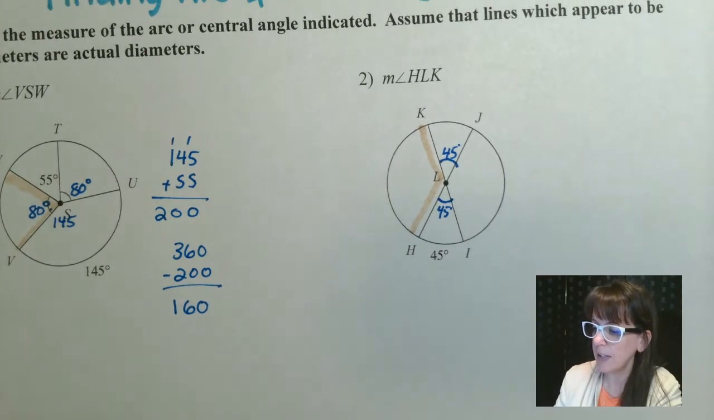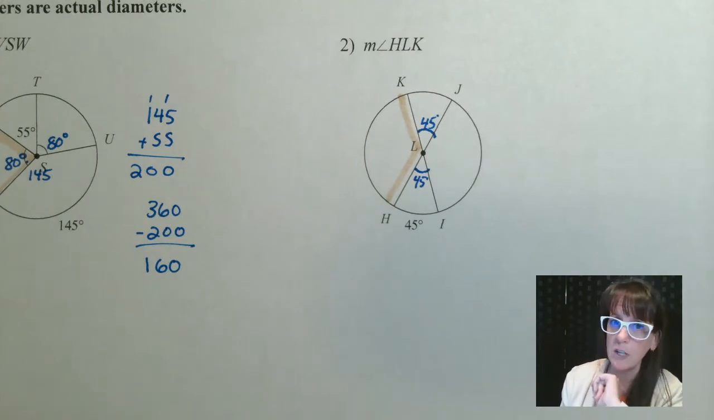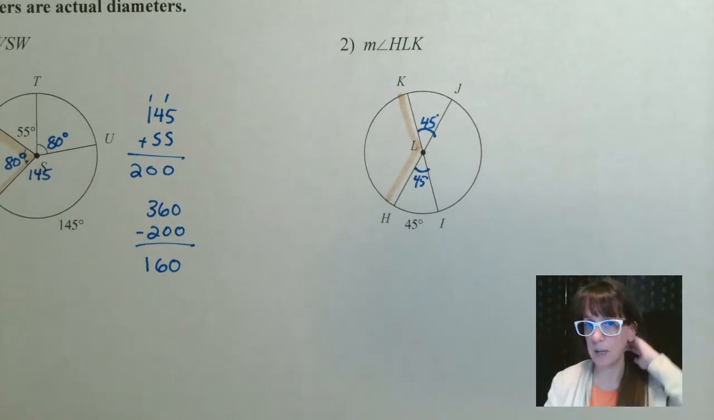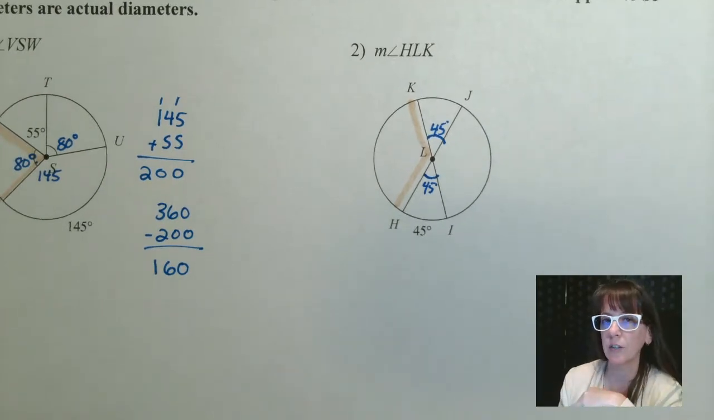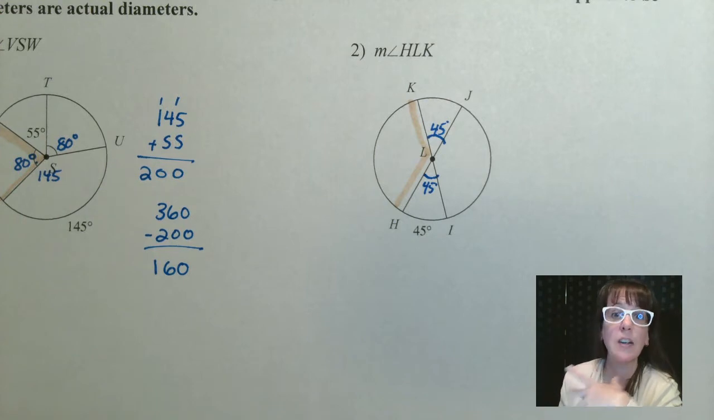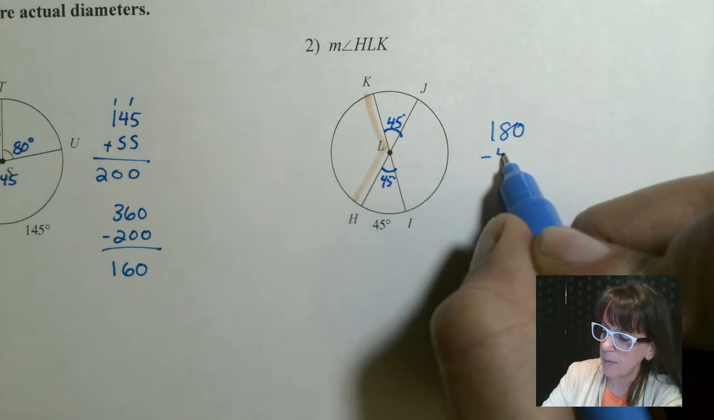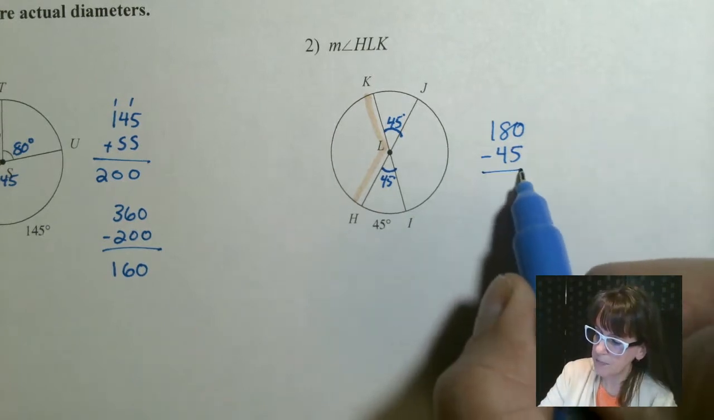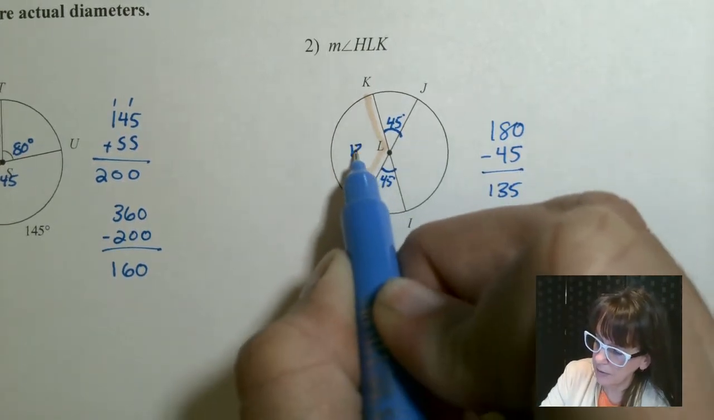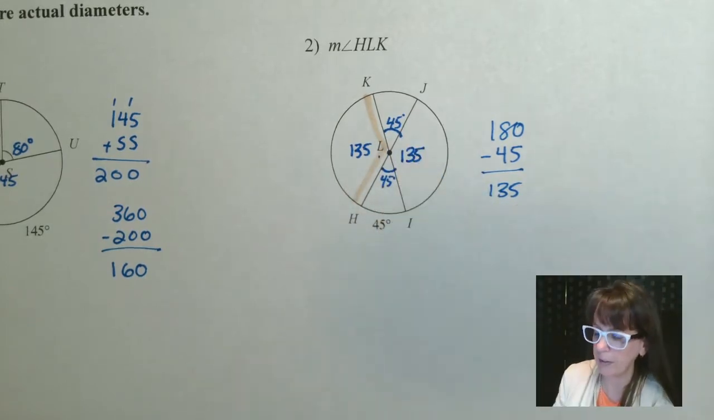Well, assume that lines which appear to be diameters are actual diameters. This is really important information. So now that we know this is a diameter, because you can see HLJ looks like a diameter, and a diameter cuts your 360 degree circle in half, which makes it 180 degrees. So if we take 180 and minus 45 from there, what is that? 135, right? So this is 135, and because it's a vertical angle to the one over here, that one is also going to be 135.